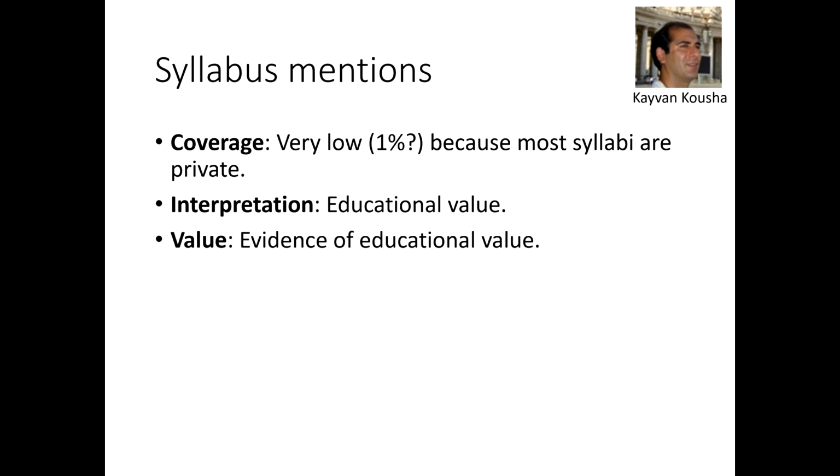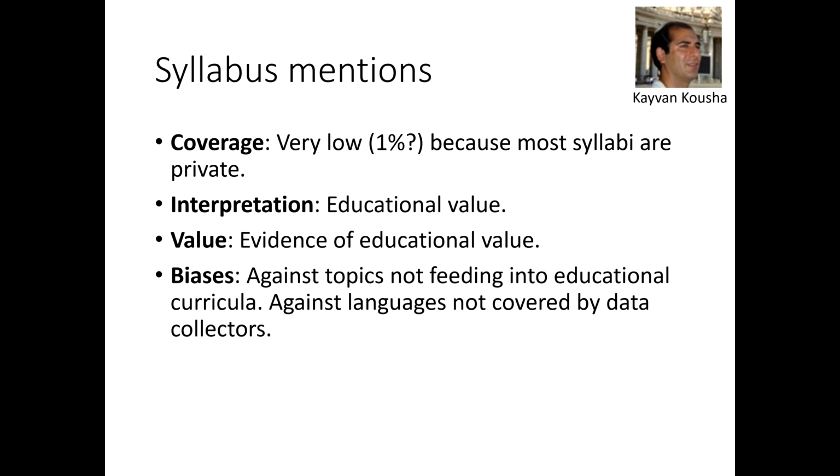Some research is very heavily used in education but not cited much, so syllabus mentions would be fantastic for that kind of research. And the biases would be against topics not feeding into educational curricula, and also against languages not covered by data collectors. For example, if your article was extensively used in Vietnam, and I don't think Vietnamese is covered by any of the major altmetric providers, then you would probably get a score of 0 for your article, despite having a large educational impact.